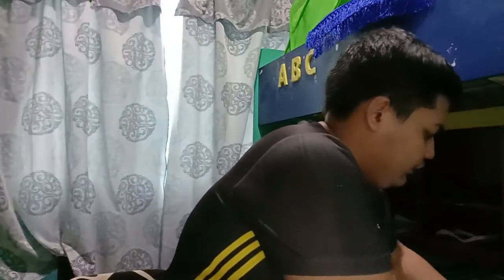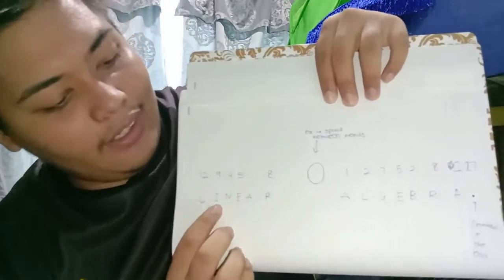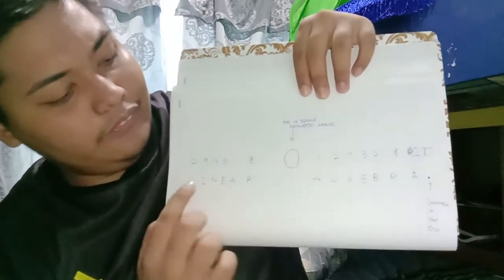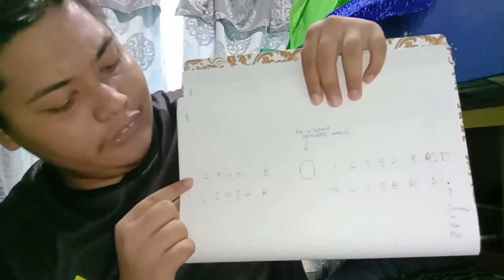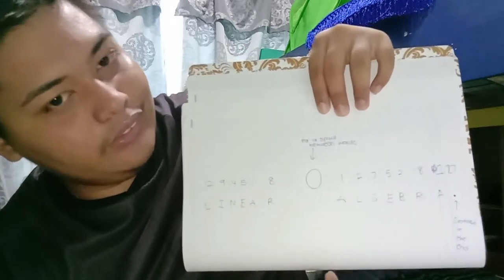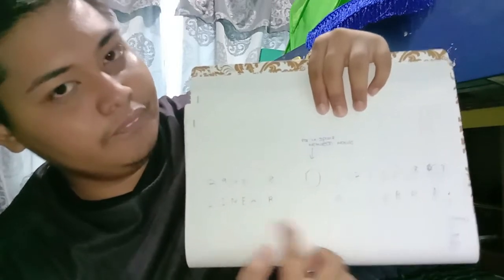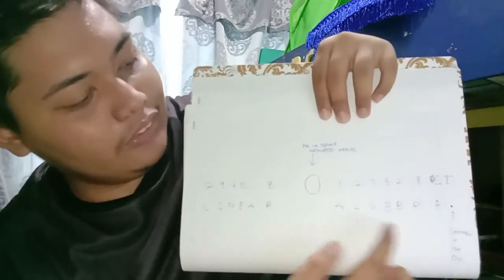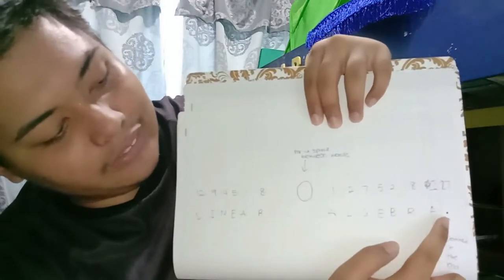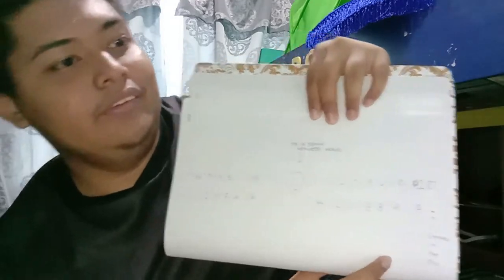After we change the words into numeric form, this is what we're going to get. I don't know if you can see it clearly. As you can see, linear, we change it to numbering, so you can see L equals 12, and then it goes on. And then we put number 0, since there's a space between two words, and then the algebra, and again there's a dotted line, so we're going to put number 27 on the dotted line.